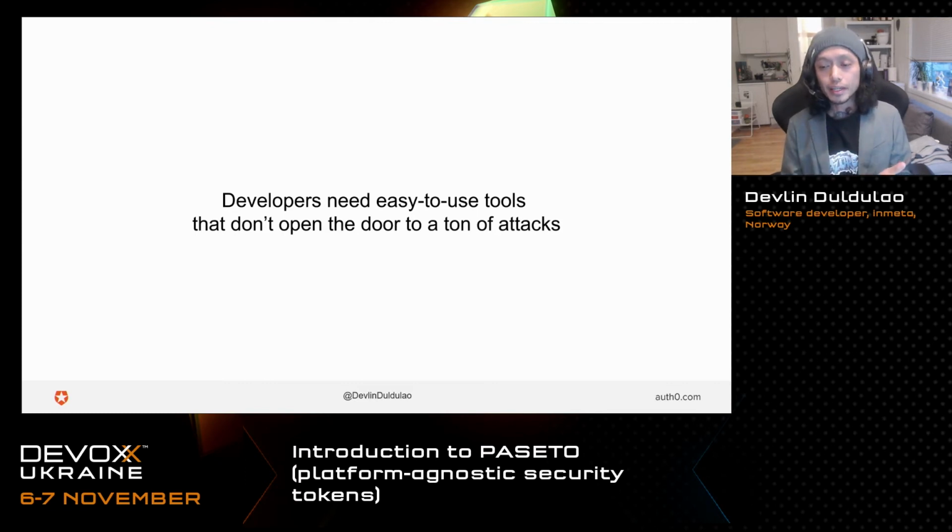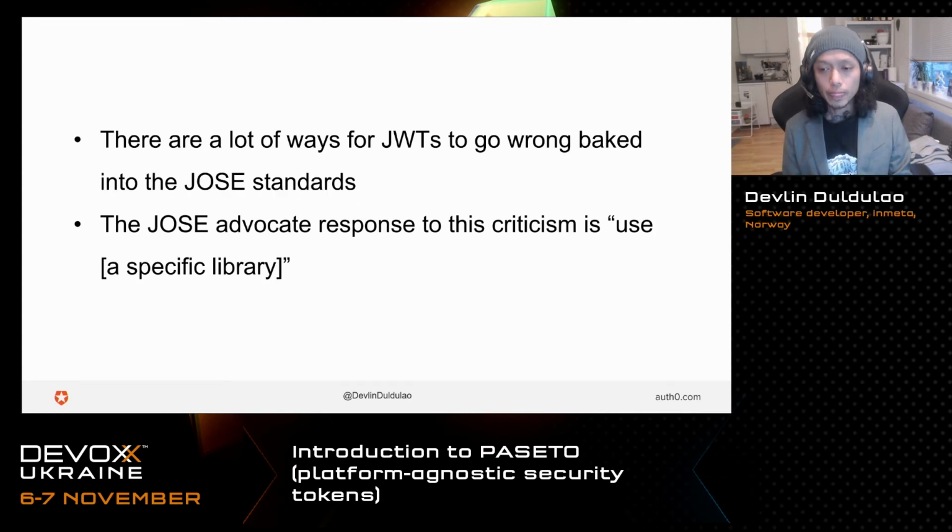Developers need easy-to-use tools that don't open the door to a ton of attacks, right? And there are a lot of ways for JWTs to go wrong, baked into the JOSE standards that I showed you earlier. The JOSE advocates' response to this criticism of different exploitations is: use a specific library. So that's their response. The problem here is this shifts the blame onto the library developers and the library users.